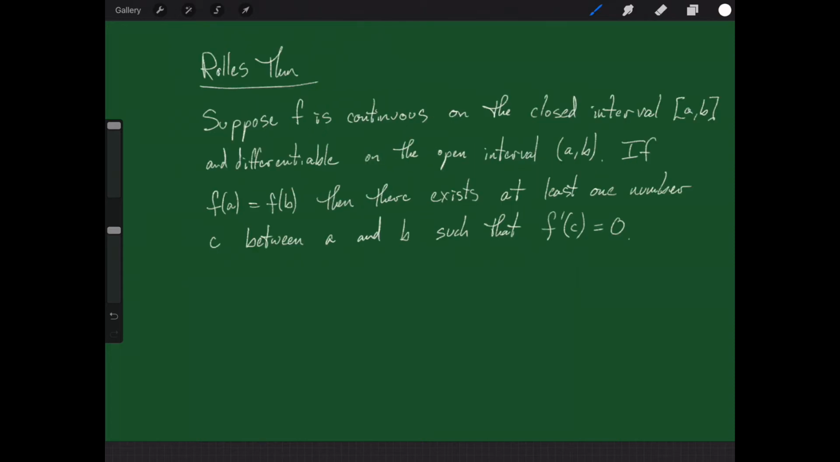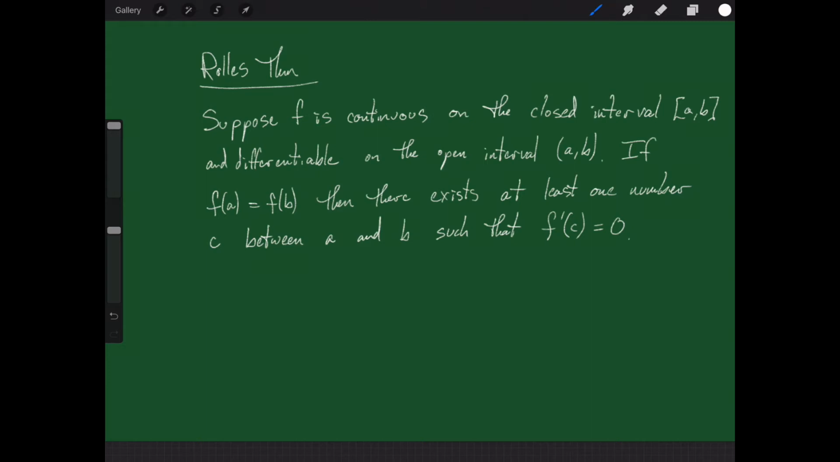So I've written out Rolle's theorem for us to look at, and so let's go through it really quick. Rolle's theorem says, suppose that f is continuous on a closed interval from a to b and differentiable on the open interval from a to b. If f of a is equal to f of b, then there exists at least one number c between a and b where the derivative of the function at c is 0.